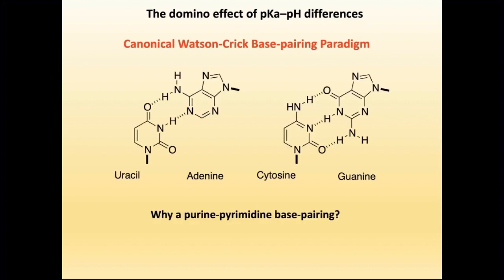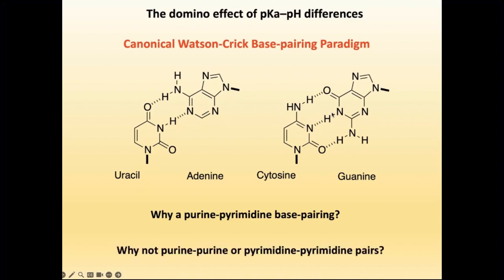And you can begin to ask these questions, why a purine pyrimidine? So the uracil is a pyrimidine, the adenine is a purine. So it's a purine pyrimidine and a purine pyrimidine. So why can't it be a purine purine or a pyrimidine pyrimidine type base pairing? This was a question that was raised by Leslie Orgel and Watson, the Crick of Watson Crick.